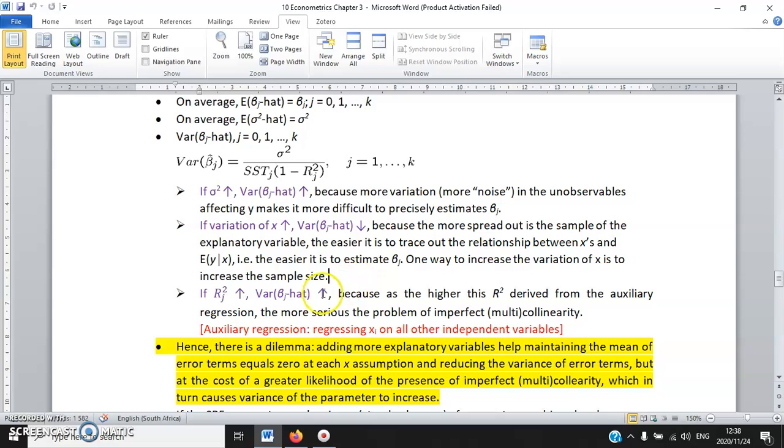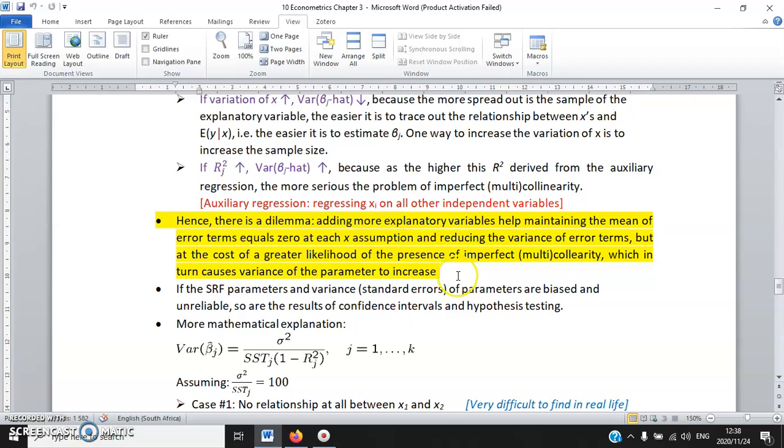Okay. The third one, this is the R squared from the auxiliary regression. The greater the R squared of the auxiliary regression, meaning the stronger the imperfect collinearity or imperfect multicollinearity between the explanatory variables, then the variance of the parameter would increase. Okay, so mathematically, the greater is R squared, then 1 minus R squared will become smaller. Then the smaller the denominator is, then the greater the variance of the parameter.